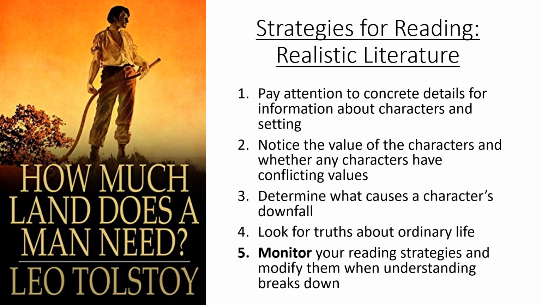And finally, just one last thing I want to do is to discuss these strategies for reading. They're going to look very similar in a lot of the movements we talk about, because reading literature and unlocking our understanding relies on these things. So the first thing we need to do is to pay attention to certain concrete details for information about the characters and the setting. The next thing we want to do is to notice the values that the characters have, and whether some of their values seem to contradict one another. This is going to be especially true in our focus for this movement, which is How Much Land Does a Man Need by Leo Tolstoy.